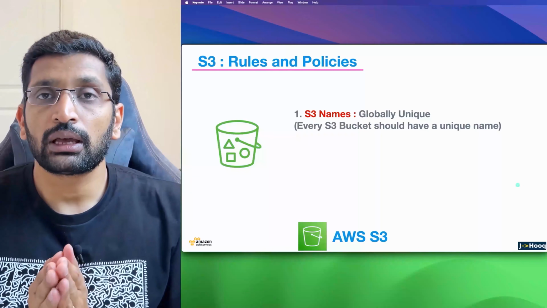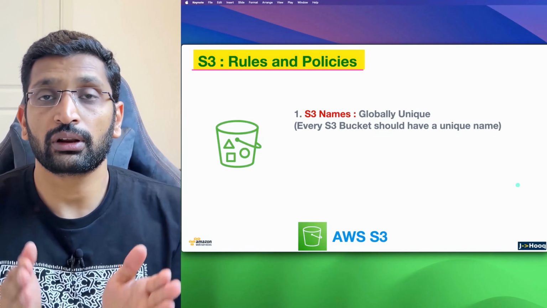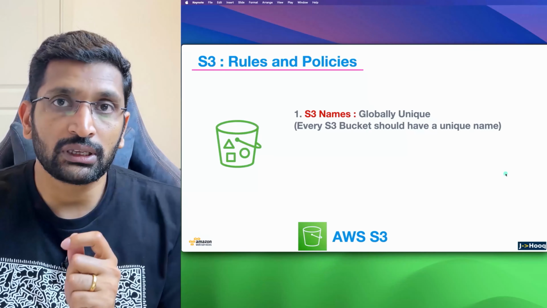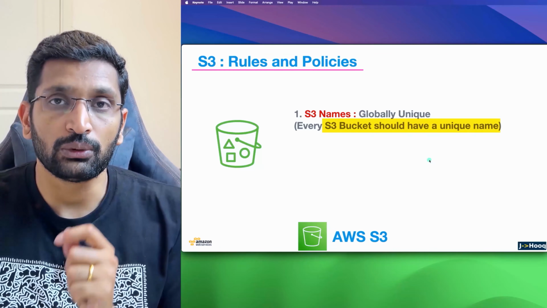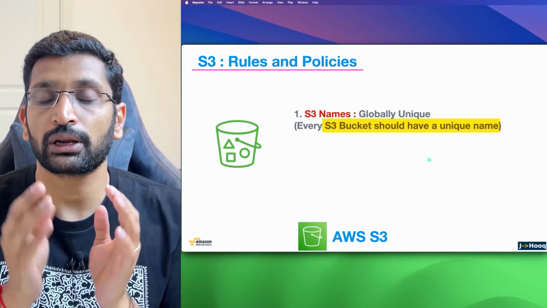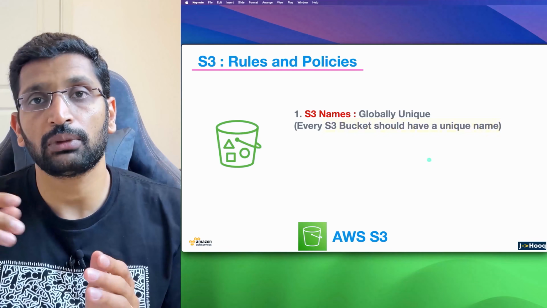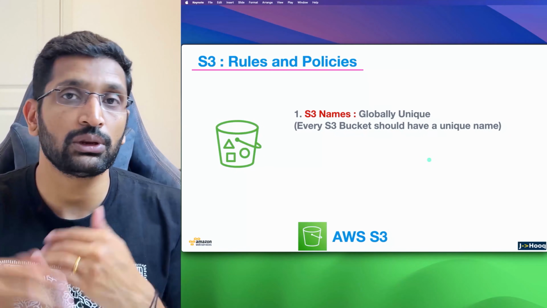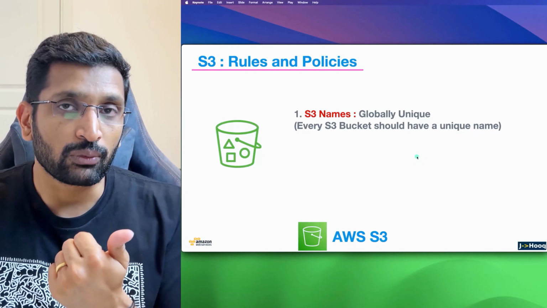Let's talk about the S3 rules and policies which you need to keep in mind when you're creating or working with your S3 bucket. The first rule is that your bucket name has to be unique. Although the S3 bucket is a regional resource, your bucket name should be unique, because if the bucket name has been taken by someone else, then you cannot use that bucket name and you need to come up with your own unique name. So that's rule number 1.